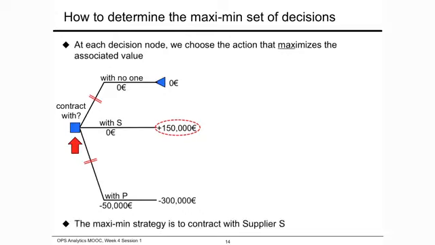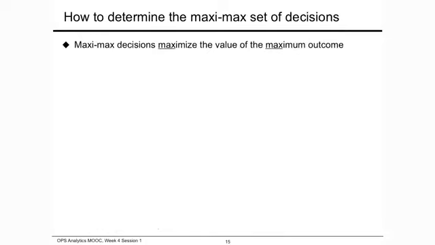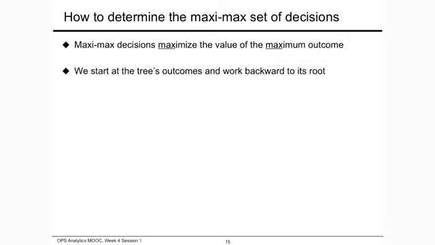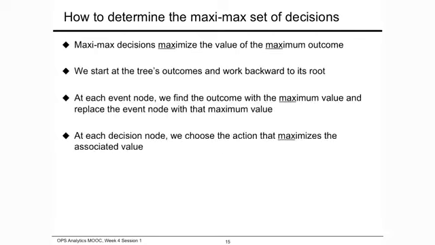The next strategy that we'll demonstrate is the maxi-max set of decisions. Remember, maxi-max decisions maximize the value of the maximum outcome. So we want to see how good we can make the best possible outcome. To roll back a maxi-max decision tree, we again start with the tree's outcomes and work backwards towards its root. At each event node, we now find the outcome with the maximum value, and we replace the event node with that maximum value. Then, at each decision node, as before, we choose the action that maximizes the associated value.